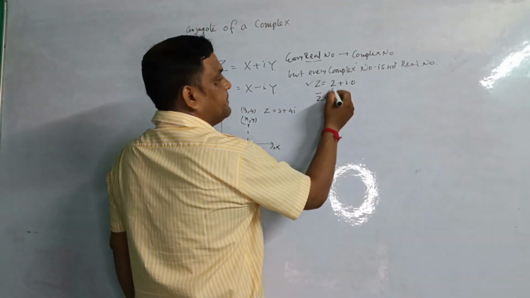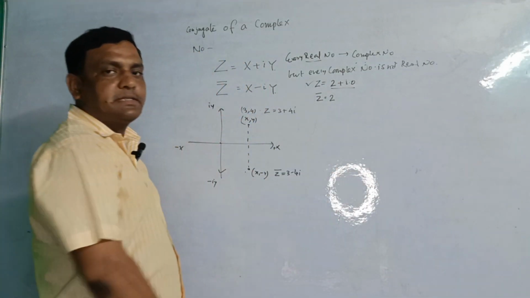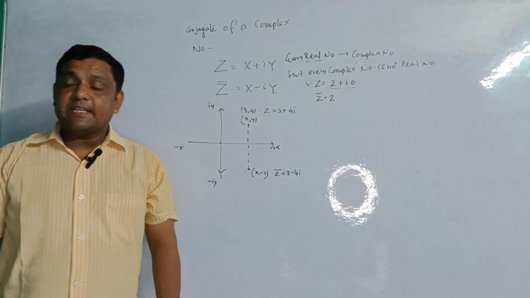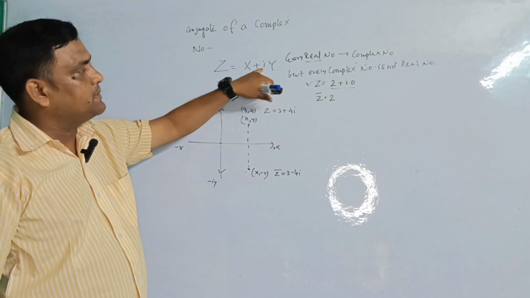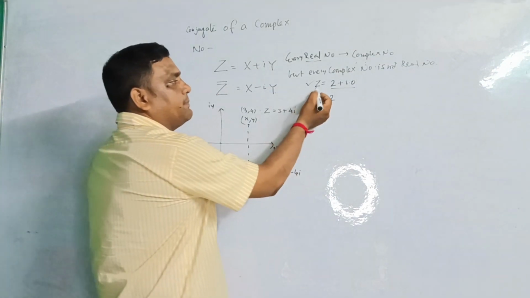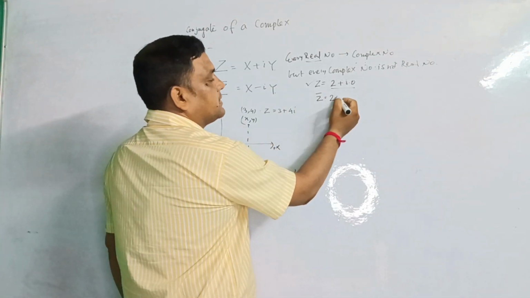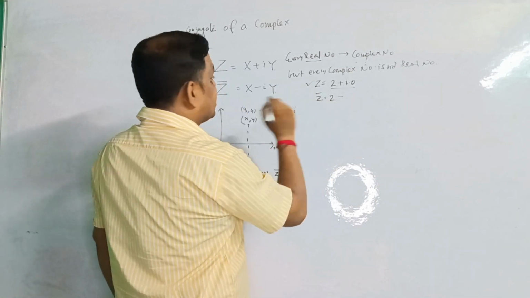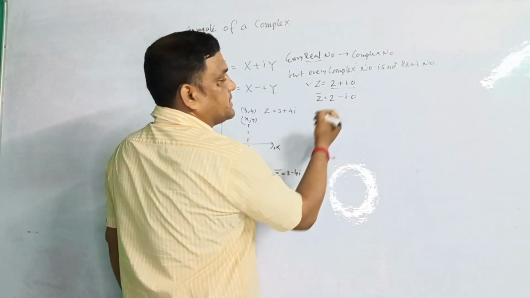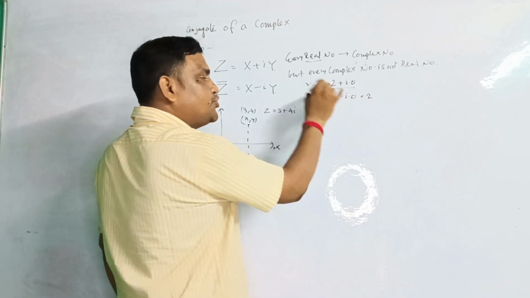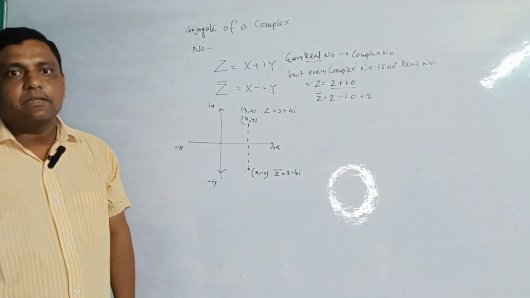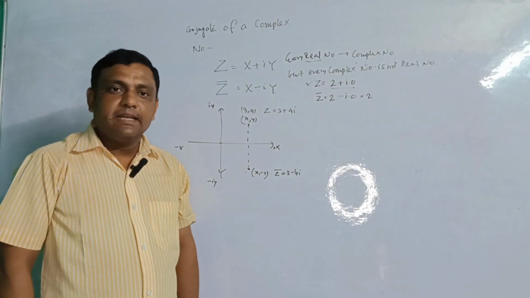So very simple example, z is equal to 2 plus i multiply 0. We can express a real number in terms of the complex number system like x plus iy. So here z bar, when you take the conjugate, it can be represented as 2 minus i into 0, that is also equal to 2. So the conjugate of a real number is always a real number.